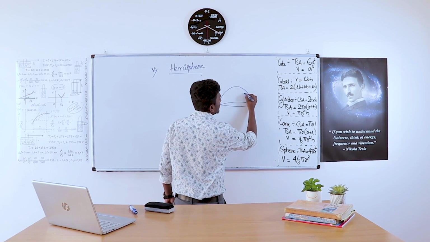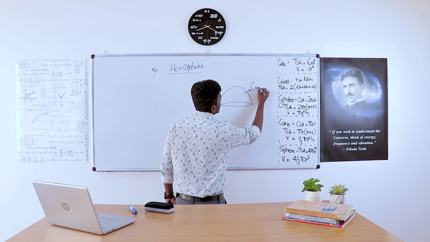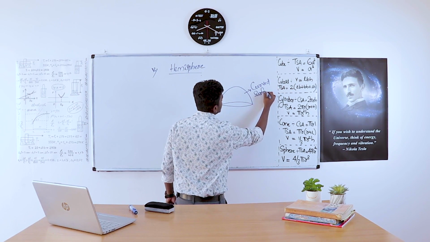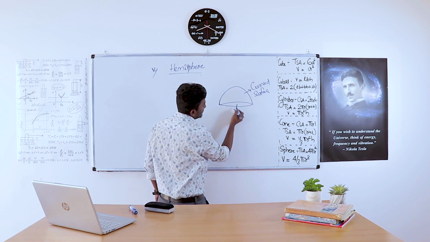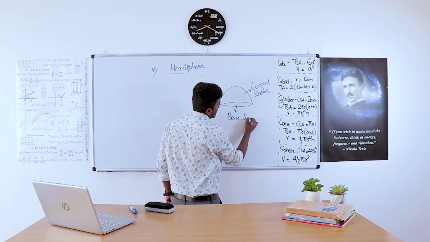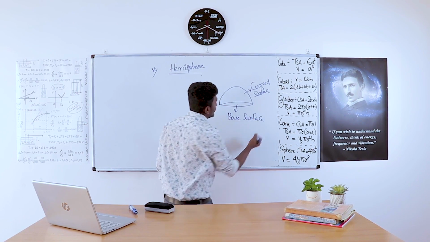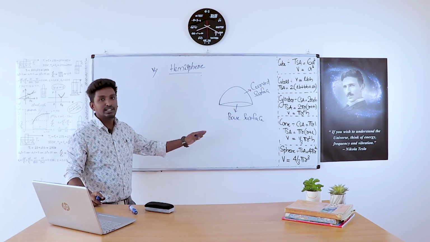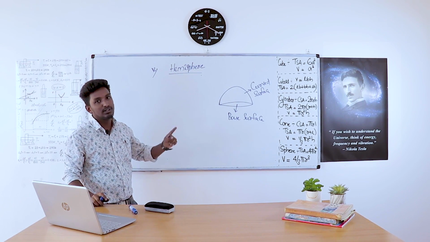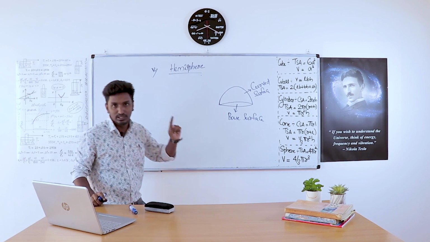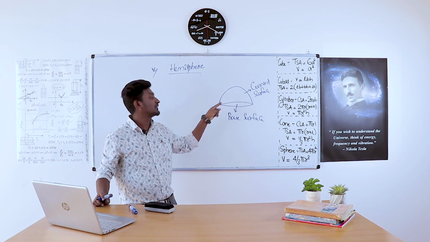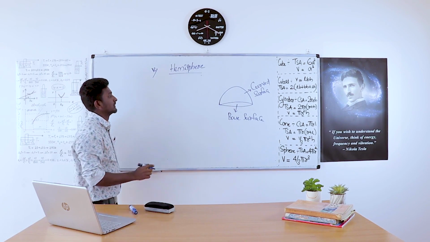For a hemisphere, here there is a surface. This is the curved surface. And we got a surface here also. This is the base surface. So for a hemisphere, we are having curved surface and base surface. But for a sphere, there is only one surface. Remember, for a sphere, there is only one surface.